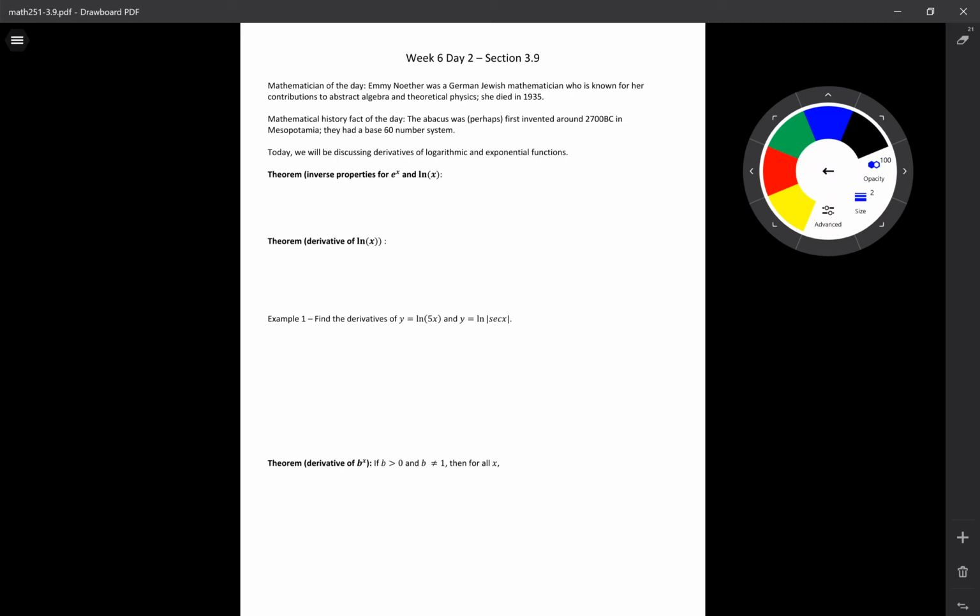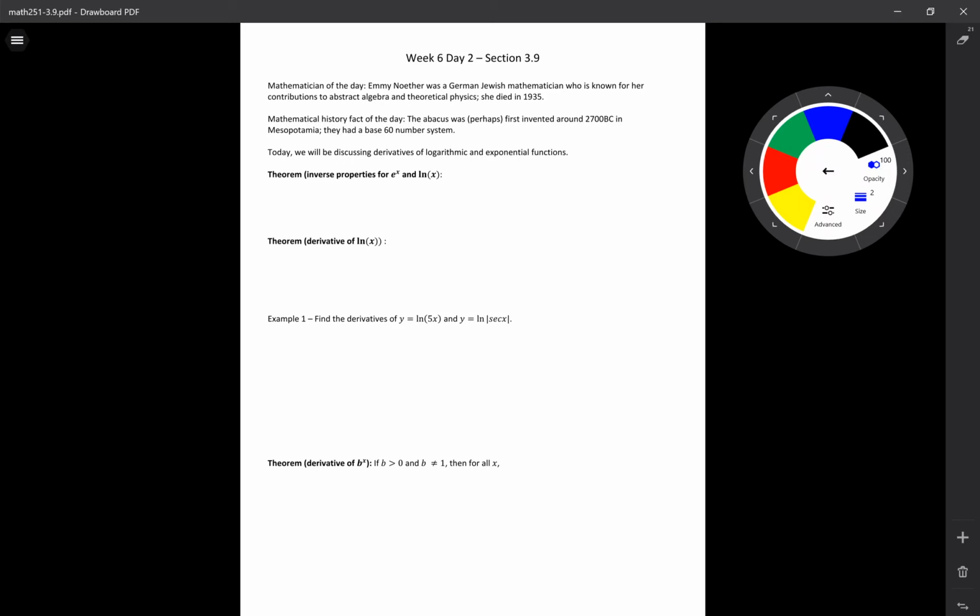And did you know that the abacus was perhaps first invented around 2700 BC in Mesopotamia? They had a base 60 number system, which means that instead of counting to 10 and then starting over at 11, they counted to 60 and then they started over again, basically. So it's pretty remarkable that they invented this strange abacus with such a bizarre number system to us.